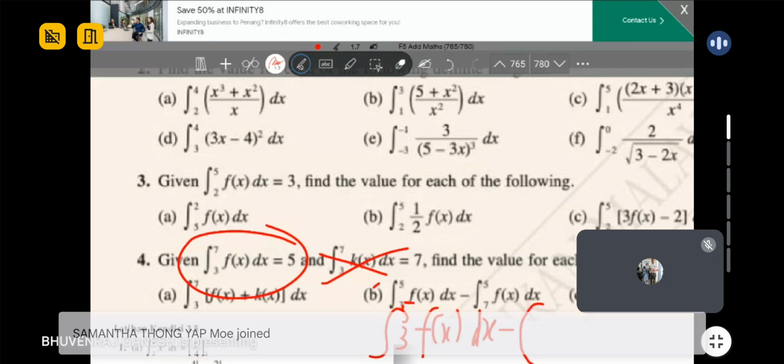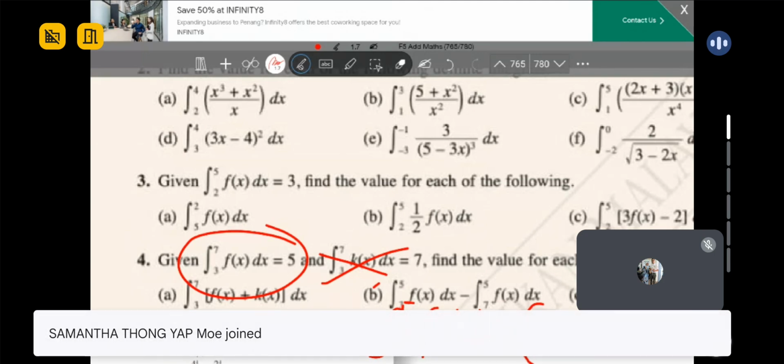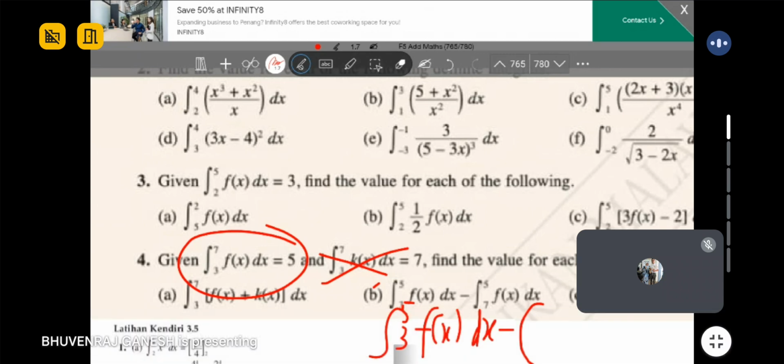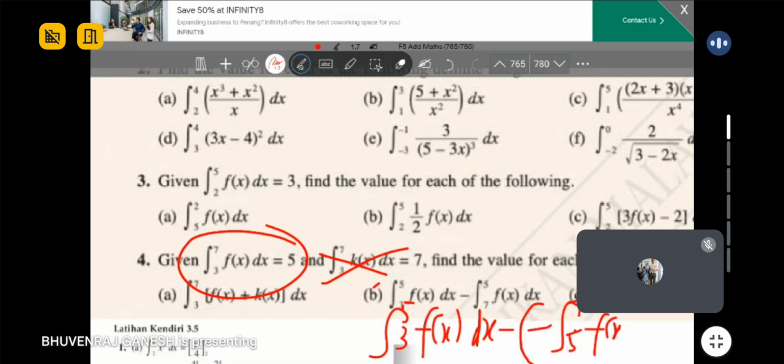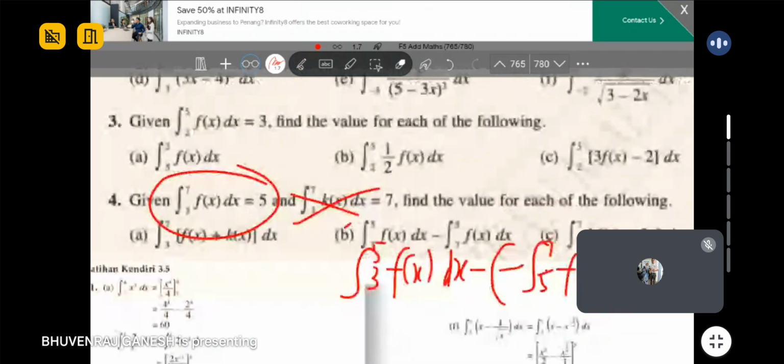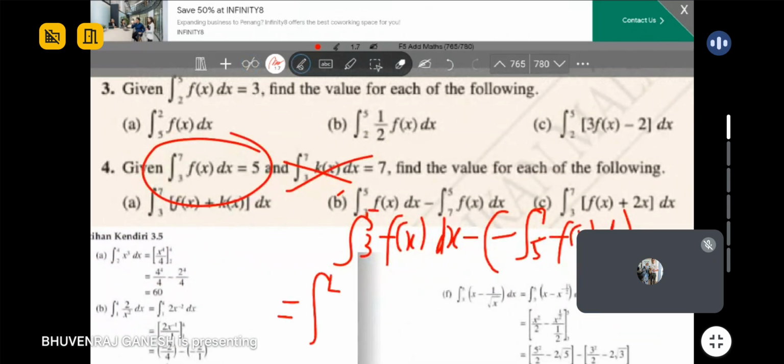So guys, bila kamu tukar had, when you change the limit, what symbol must you add? Can you all tell me? Simbol apa kena tambah semasa tukar? Yes, negative. You must add the negative sign. So you will get something like this. Understand? So basically your answer is going to be 53 plus 75. So 53 plus 75, what can I write as, guys? Kalau limit saya macam ni, plus 75.